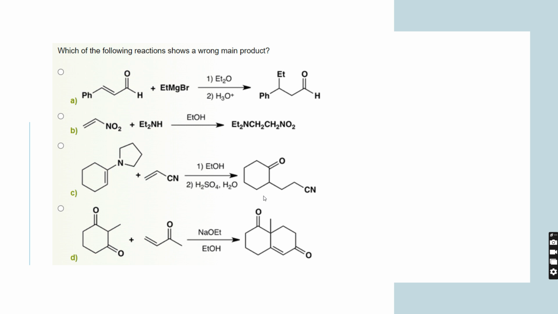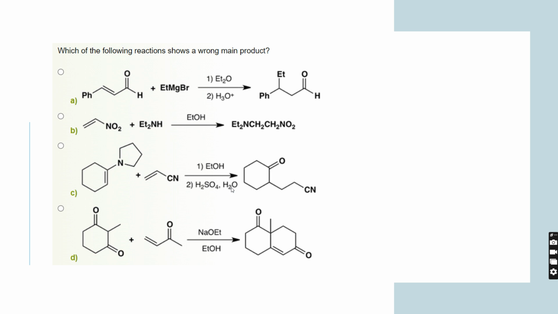Okay, in the first step we showed the addition of this substrate to the cyano substrate by pushing electron pairs from nitrogen, and then this double bond got added by conjugate addition. The second step is going to hydrolyze the iminium after pushing the electrons from nitrogen. Whatever iminium we got is going to be hydrolyzed in the presence of sulfuric acid in water medium. So option C is also showing you the correct main product.